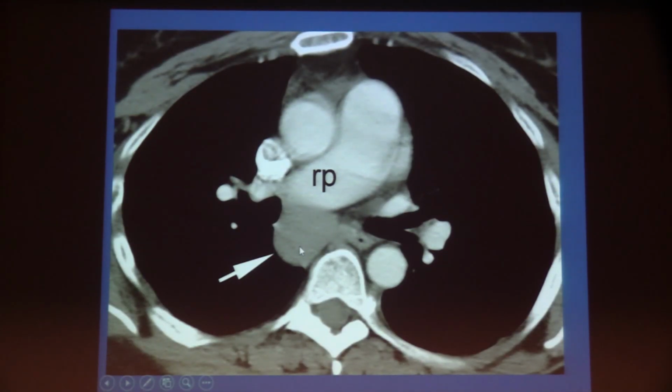With benign disease, same thing. It will displace the azygo-esophageal line. This is a bronchogenic cyst. It does not enhance when you give contrast. When you measure it, it can be fluid, but it's usually proteinaceous, easier with MRI.